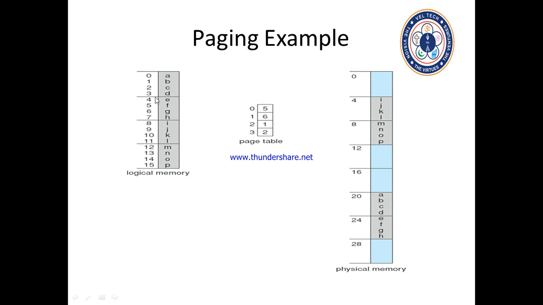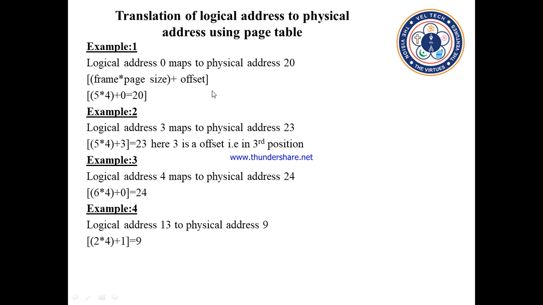Then page 1 is located in the 6th frame. This is page number 1, this 4 bytes is page number 0, this 4 bytes is page number 2, and this 4 bytes is page number 3. Each frame has 4 bytes, and each page has 4 bytes. So totally there will be 16 bytes in the logical memory, and 32 bytes in the physical memory. By having this page table, we refer to which page number is located in which frame.